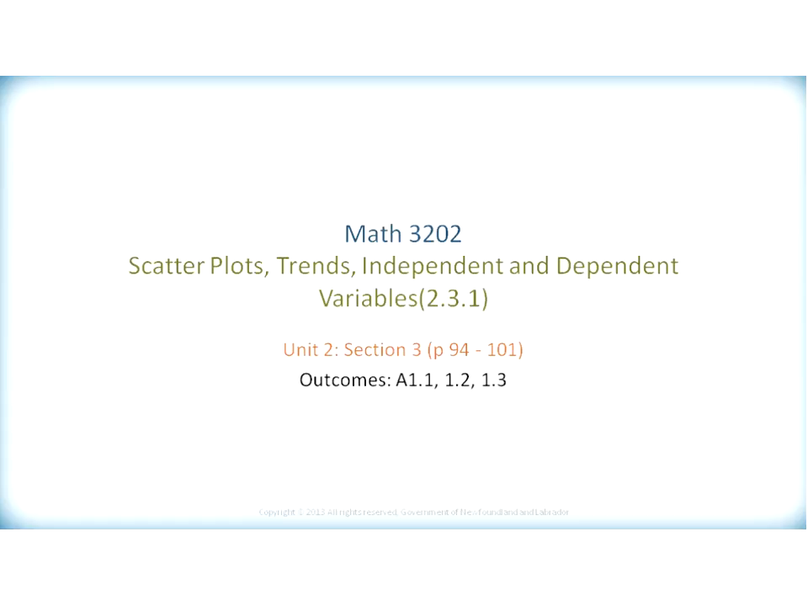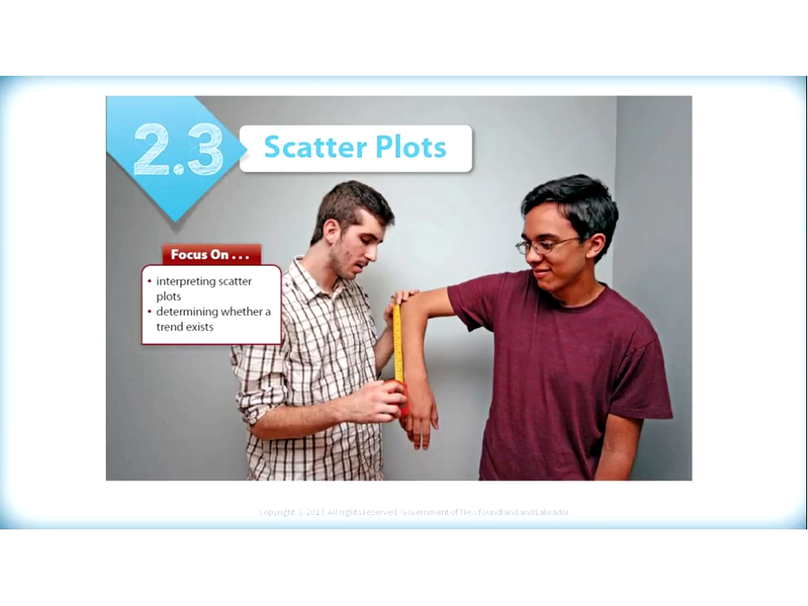Okay, now we're going to look at some questions with regards to scatter plots, with regards to their trends, and we're going to look at independent and dependent variables. So we're going to focus on interpreting scatter plots and determining whether a trend exists.